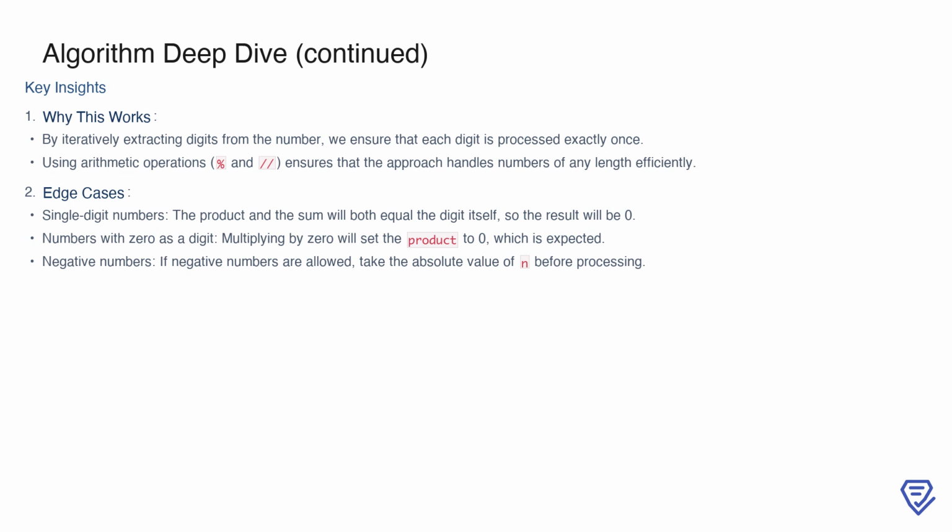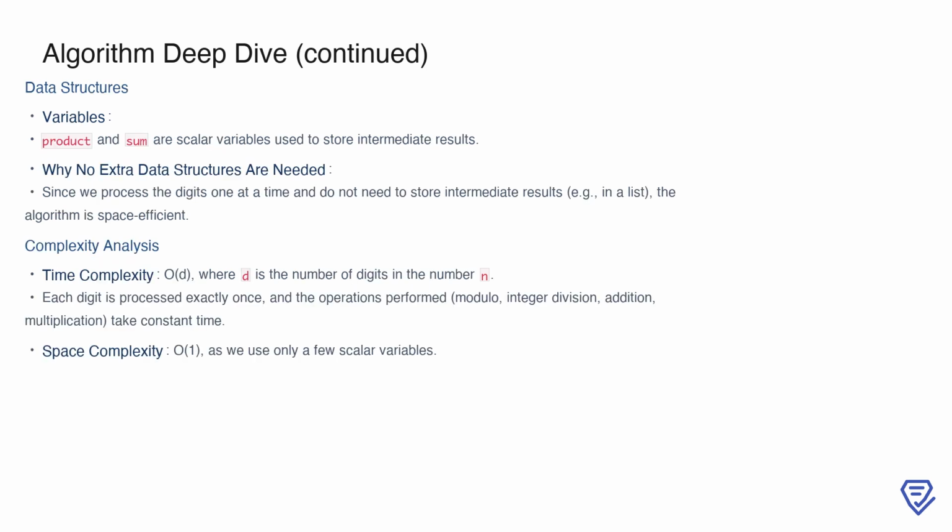The algorithm relies solely on two scalar variables, product and sum, to store intermediate results. This eliminates the need for extra data structures like arrays or lists since we process digits one at a time. As a result, the space complexity is O(1), making this approach highly space efficient.